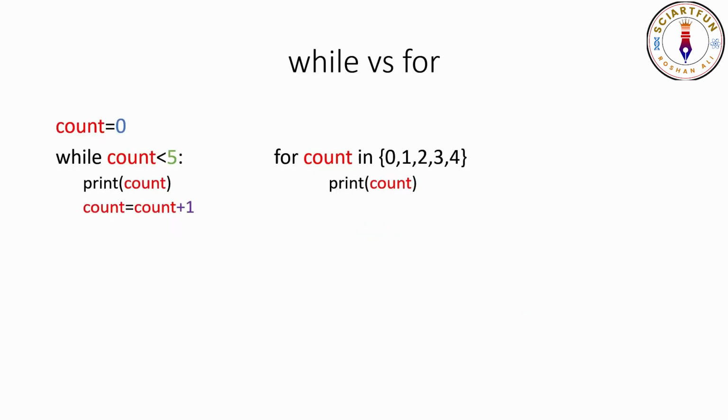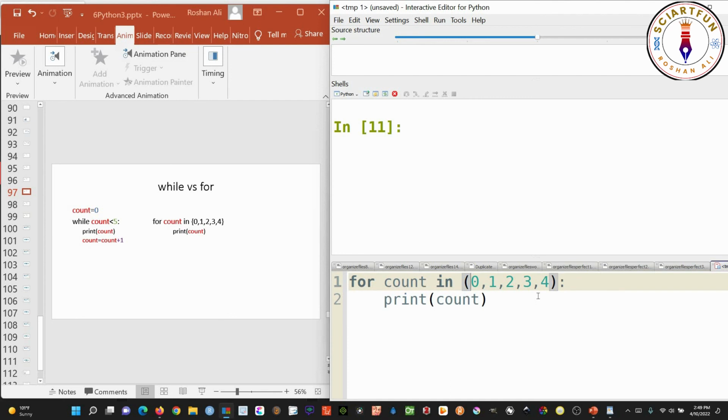Now let's take another example. This time we are taking a set. Both of these loops will show the same output. The while loop will remain the same as you saw in the previous example. Only the for loop is different here. Let me show again only the for loop. The while loop remains the same.